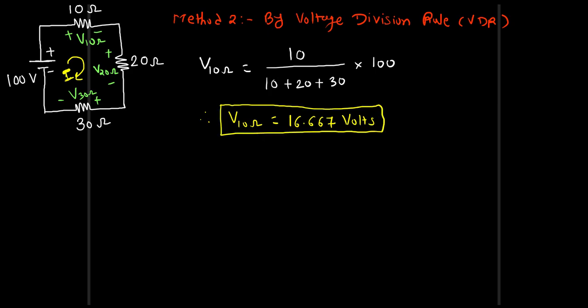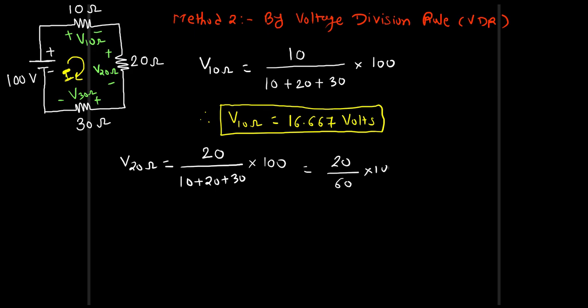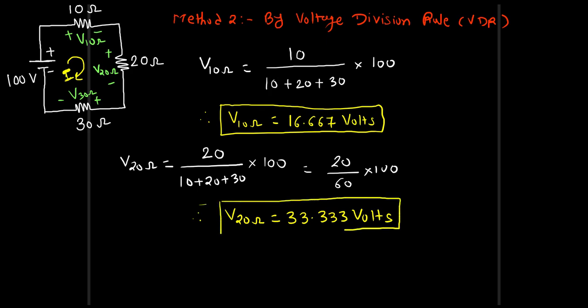Now similarly we can write the voltage across 20 ohm. The voltage division rule says that if you want the voltage across any resistance, take that resistance divided by the sum of all resistances, so 10 plus 20 plus 30, into the supply voltage, that is 100. It is equal to 20 upon 60 into 100. If you put that in a calculator, you will get the voltage across 20 ohm as 33.333 volts. So we are getting the same answers as the previous method. We can compare the answers with the method.